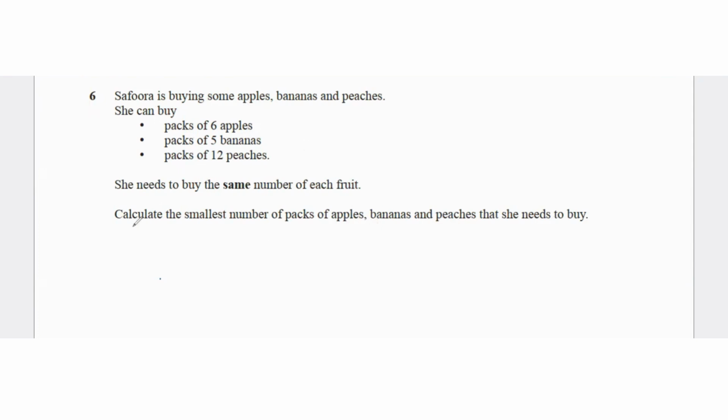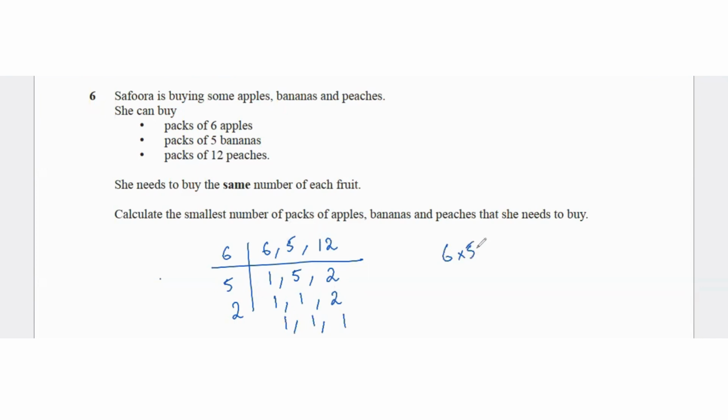So in this case, what we'll do is we'll find the LCM, which is the lowest common multiple. So 6, 5, and 12. We know that 6 ones are 6, 5 comes down as it is, and 6 twos are 12. 5 and 2 are both prime numbers, so they're not divisible by any other number. So if we do 6 times 5 times 2, that is going to equal 60, which means the lowest common multiple of these numbers is 60.